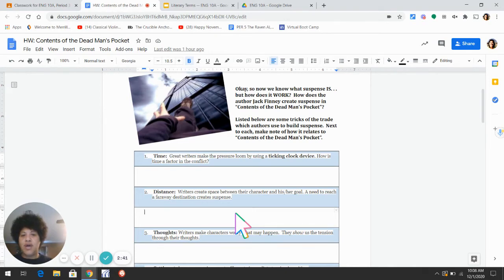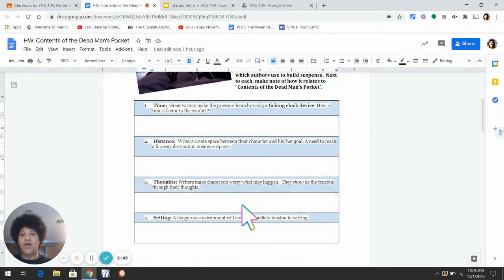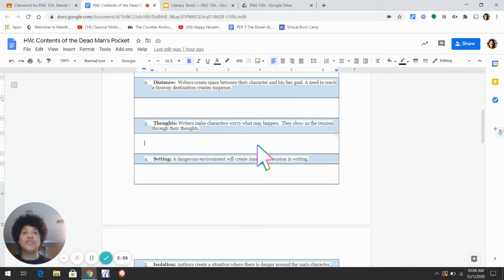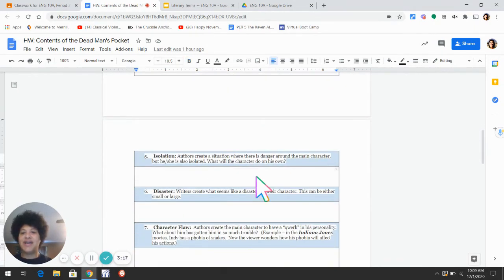Distance, creating space between character and goal. Okay, the goal being getting that yellow paper. Talk about that. Thoughts, writers make characters worry what may happen. They show us the tension through their thoughts. There's tons of thoughts that race through Tom Benecke's mind. Talk about that a little bit, discuss some of the thoughts and how the writer makes great use of thoughts racing through his mind. Setting, dangerous environment will create immediate tension in the writing. Discuss what the dangerous setting was and how that creates tension.